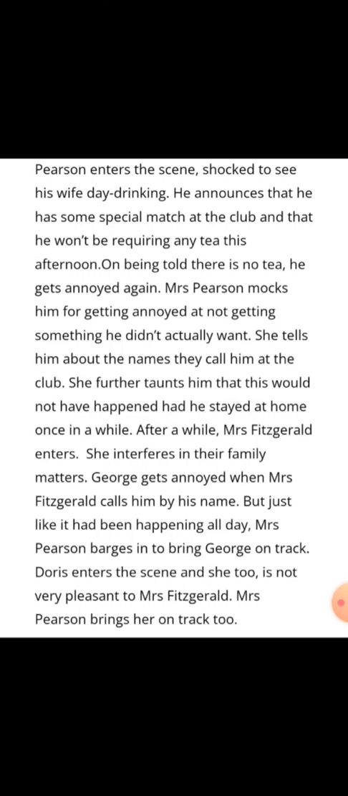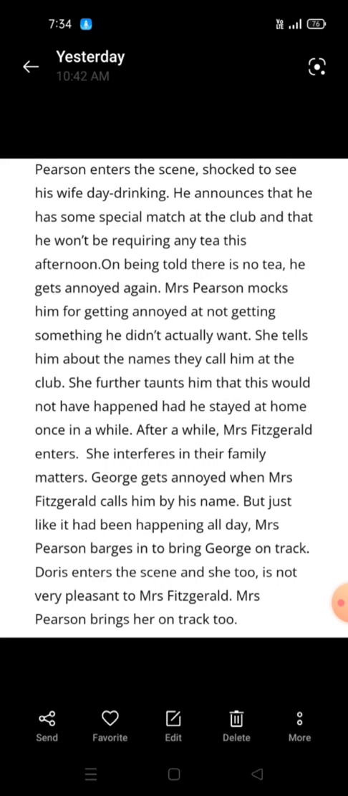After a while, Mrs. Fitzgerald enters. She interferes in their family matters. George gets annoyed when Mrs. Fitzgerald calls him by his name, but just like it had been happening all day, Mrs. Pearson barges in to bring George on track. Doris enters the scene and she too is not very pleasant to Mrs. Fitzgerald. Mrs. Pearson brings her on track too.